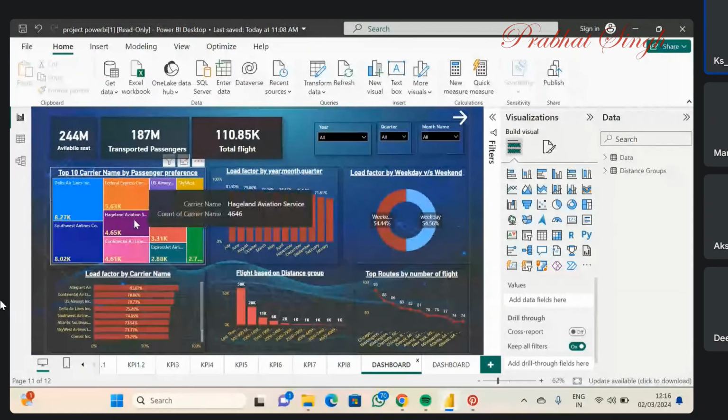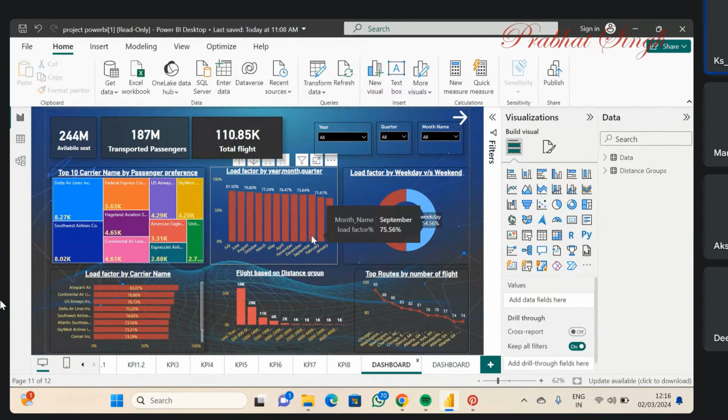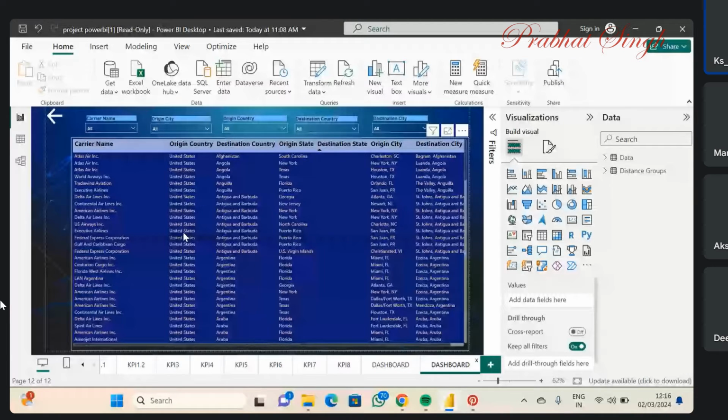In dashboard 1, we can see there are 244 million available seats and 187 million transported passengers. And the total flights are 110.85K. And also we can use a slicer to find particular data on the dashboard. And I'm going to move to dashboard 2. In dashboard 2, there is a carrier.